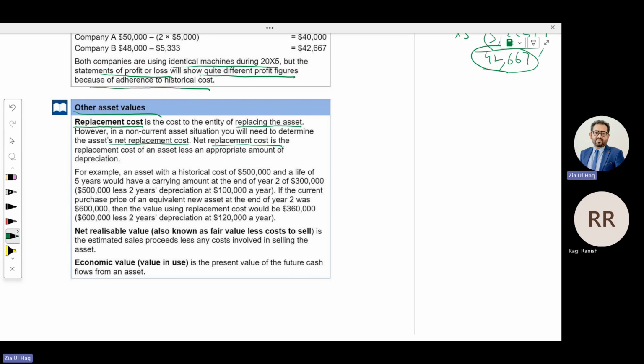Net replacement cost is the replacement cost of an asset less an appropriate amount of depreciation. For example, an asset with a historical cost of 500,000 and a life of 5 years would have a carrying amount at the end of year 2 of 300,000. Why? Life is 5 years, so 100,000 is the depreciation. After 2 years, its carrying value will be 300,000.